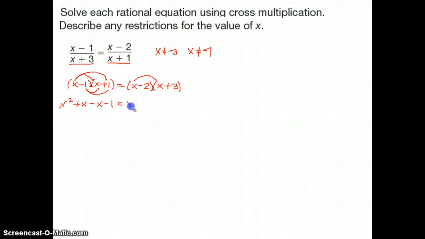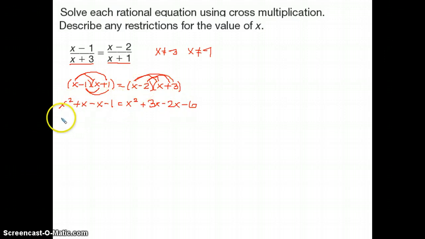X times x is x squared. X times 3 is plus 3x. Sorry, -2 times x is -2x. And -2 times 3 is -6. So we cross multiplied, then we distribute.